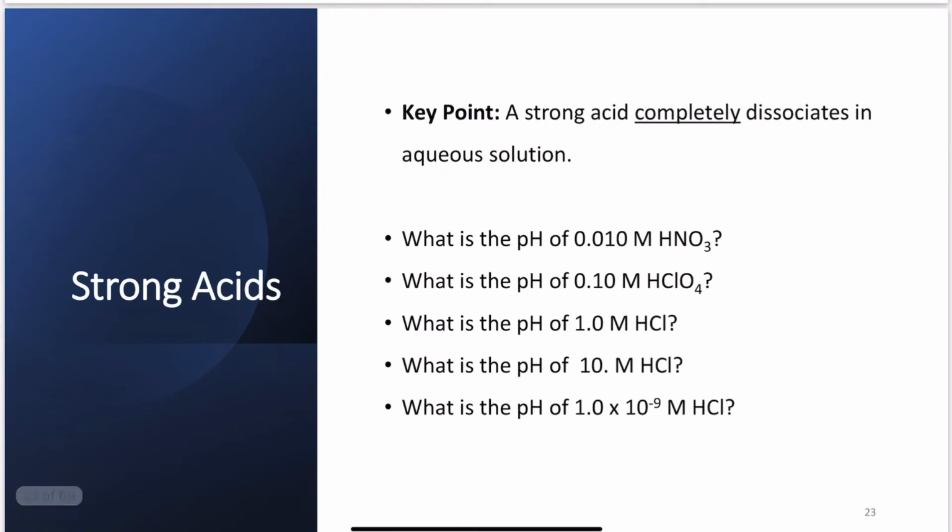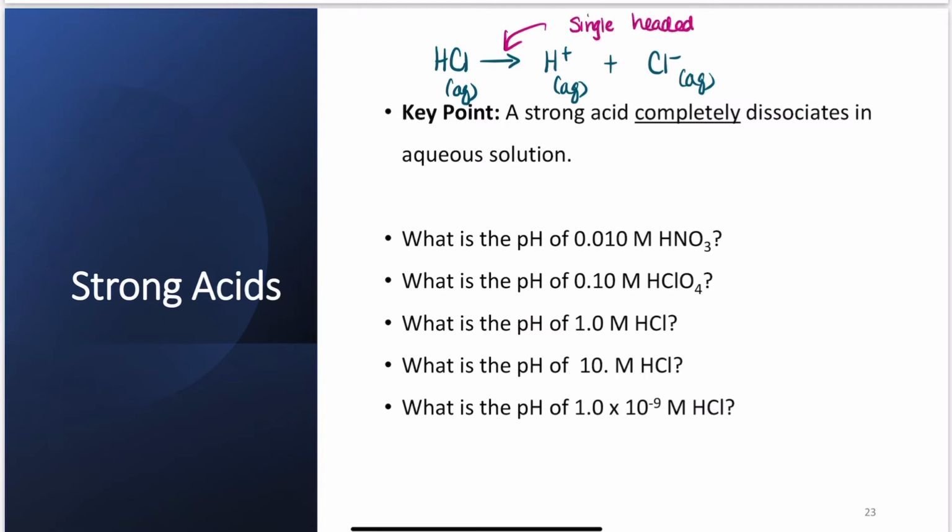So, what do we do with all this? Well, let's first look at our strong acids. A strong acid we know completely dissociates in aqueous solution. So this actually makes it easy for us when we're doing these calculations. When you're doing a reaction, we write down things like HCl goes to H+ plus Cl-, all aqueous. We use a single-headed arrow here because that arrow represents that complete dissociation. Why do I care? Well, when I'm figuring out the pH, it makes the math a lot easier.